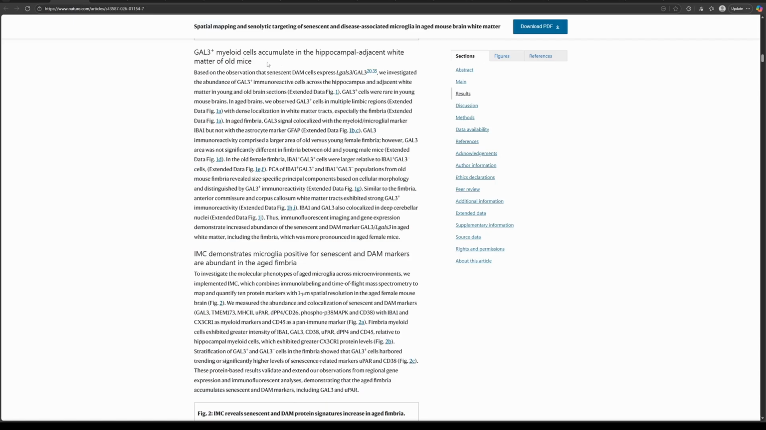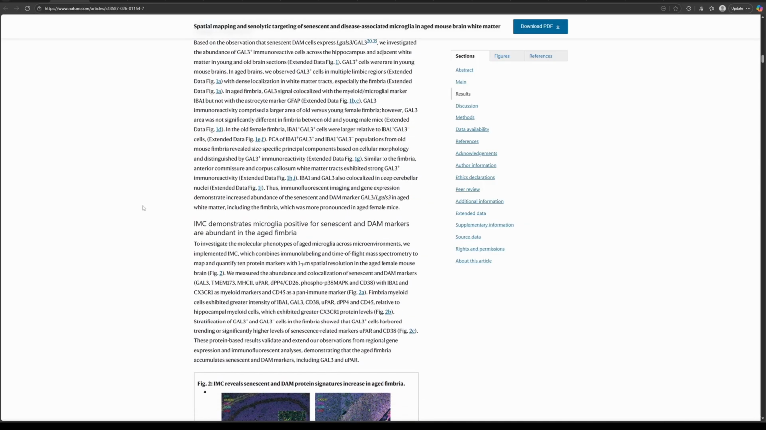Gal3 myeloid cells accumulate in the hippocampal adjacent white matter of old mice. Based on the observation that senescent DAM cells express Gal3, we investigated the abundance of Gal3 immunoreactive cells across the hippocampus and adjacent white matter in young and old brain sections. Gal3 cells were rare in young mouse brains. In aged brains, we discovered Gal3 cells in multiple limbic regions, with dense localization in white matter tracts, especially the fimbria. In aged fimbria, Gal3 signal colocalized with the myeloid microglial marker.